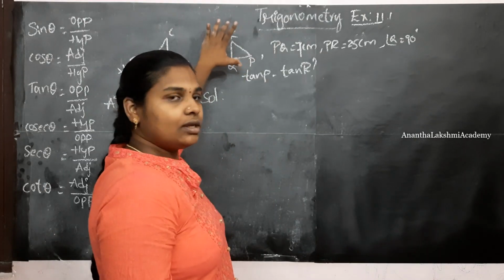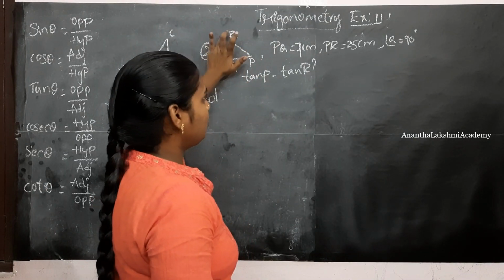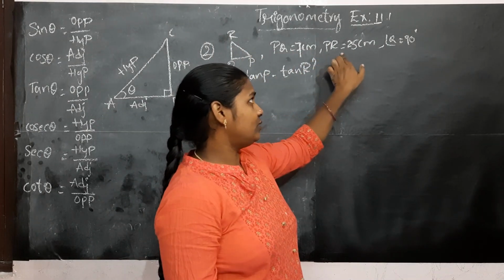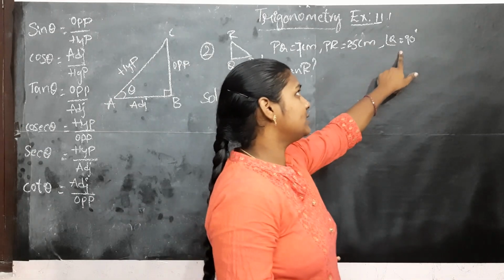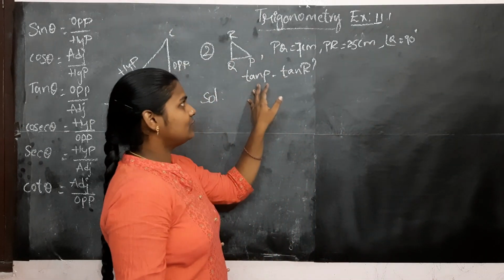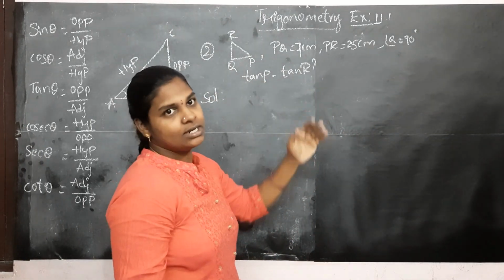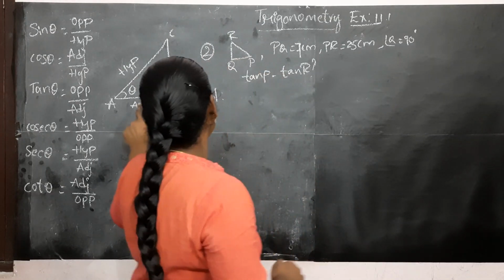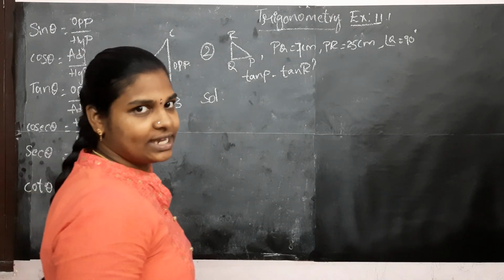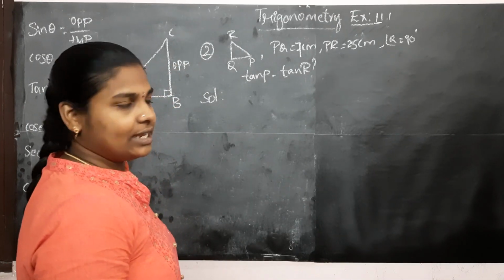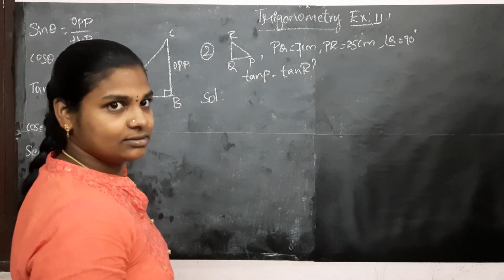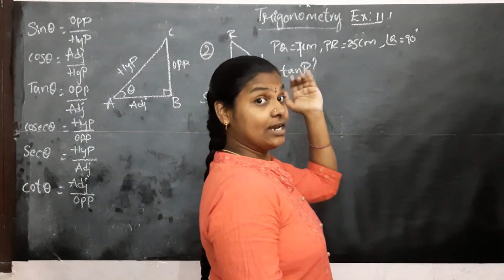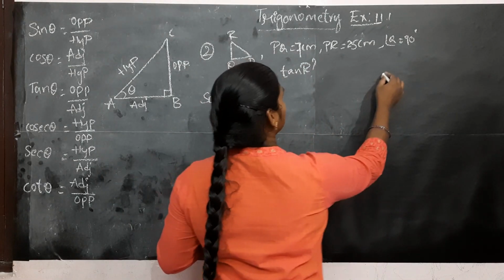Alright, so here in a right angle triangle PQR, they said PQ is equal to 7 centimeters, PR is equal to 25 centimeters and angle Q is 90 degrees. Then they are asking us to figure out tan P minus tan R. So far we have discussed only one angle, which is theta. Wherever theta is placed, we call it by whatever angle name is given, like sin A. So here they are asking us to figure out tan P and tan R. So let's see how we could do that.